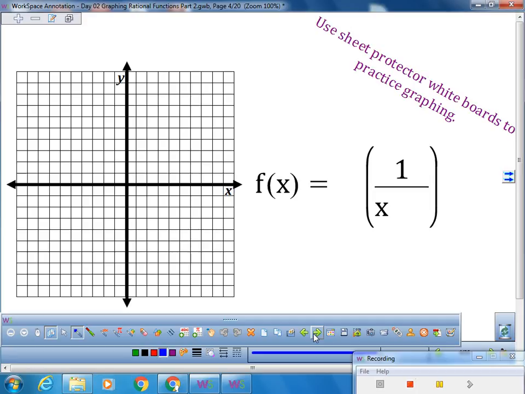Let's practice. Whiteboards. You guys should have the green sheet protector whiteboards. Also, those will be easier to graph on, unless you have a whiteboard that has a graph on it. Then you're good. All right, let's graph one. Okay. There you go.